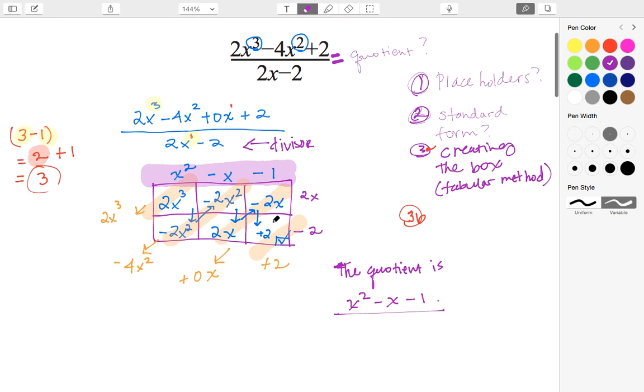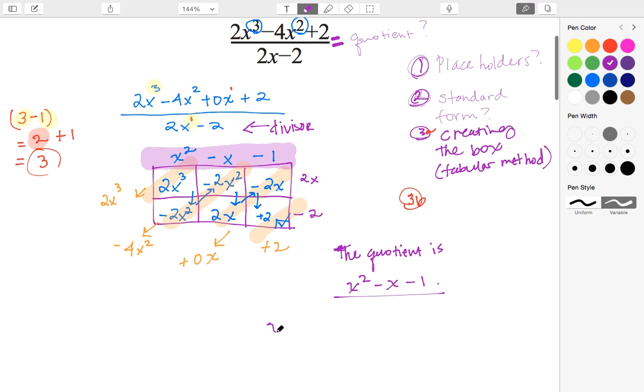Since these last two match, that means we have a 0 as our remainder. So what we can also say is that not only is this purple section here at the top, x squared minus x minus 1, the quotient, but it's also a factor. So we can also say x squared minus x minus 1 is a factor, as well as 2x minus 2.